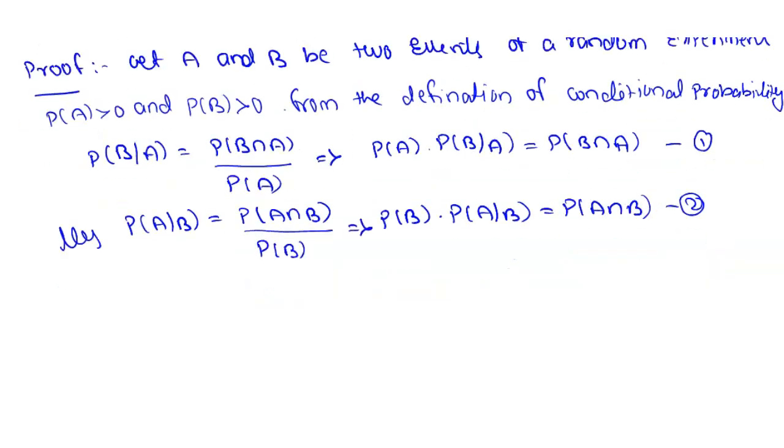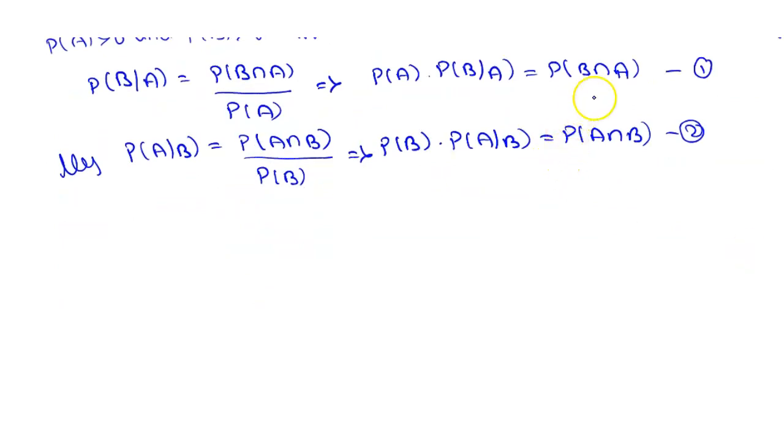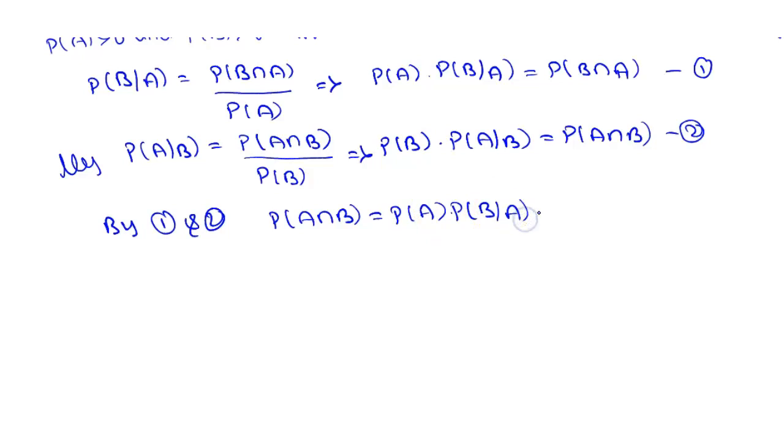By combining 1 and 2, we know that A intersection B is equal to B intersection A. By equations 1 and 2, we can conclude that P of A intersection B is equal to P of A into P of B divides A, which is equal to P of B into P of A divides B. Hence the theorem is proved. The multiplication theorem on probability is proved.